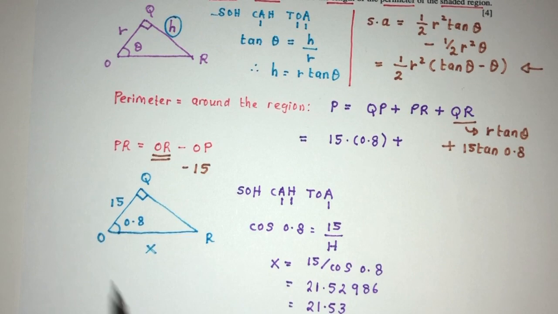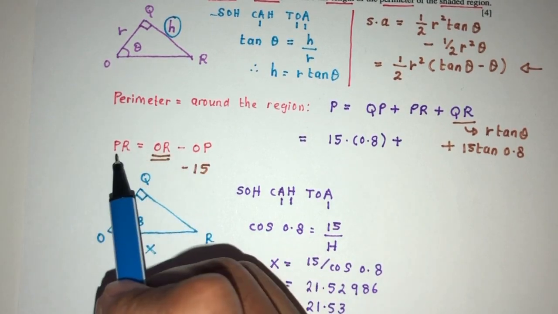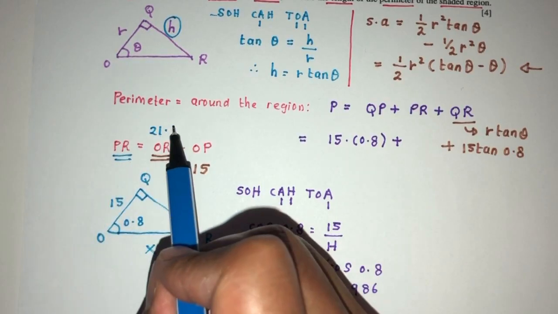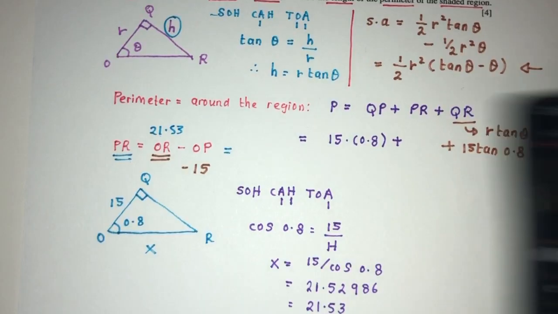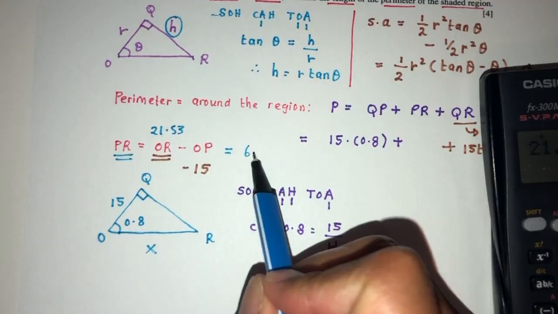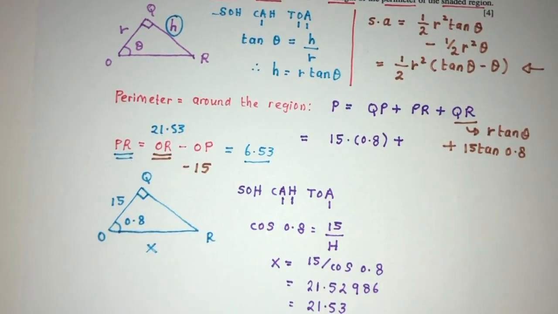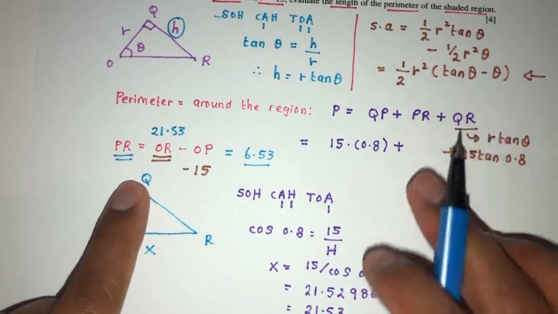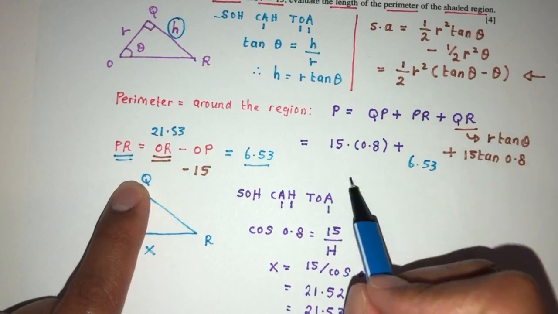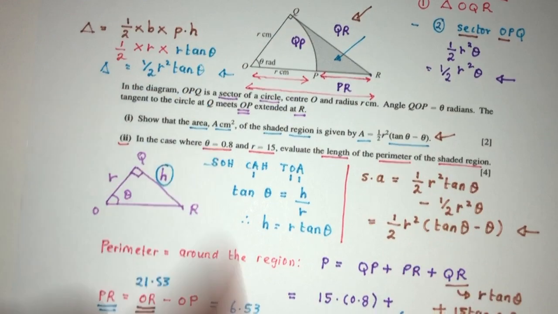Now, this is the length of OR, which is the whole thing. And as we have seen, we only care about PR. So OR is 21.53. So 21.53 minus 15, that will be 6.53. Okay, so that will be part one of it, so we have to find this here. So 6.53. So now let's add everything together to find the perimeter that we are actually trying to find.